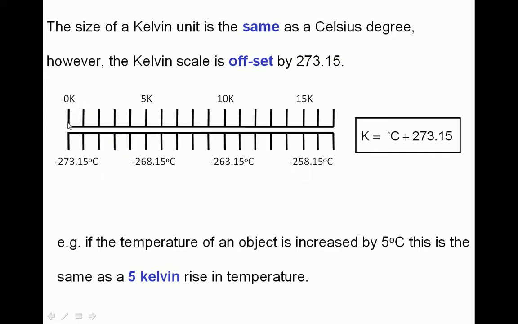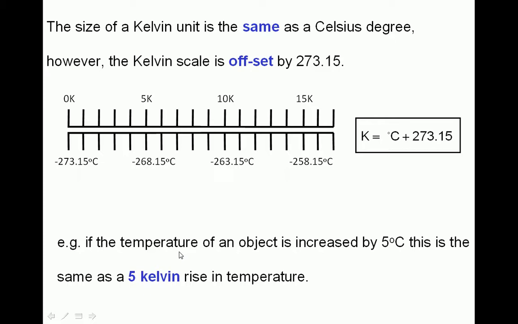0 Kelvin, that is equivalent to minus 273.15 degrees Celsius. So the Kelvin scale is offset from the Celsius scale by 273.15 degrees. So here is the relationship between Kelvin and degrees Celsius. So we simply have to add 273.15 to the Celsius measurement.